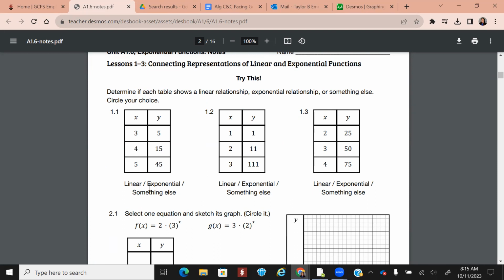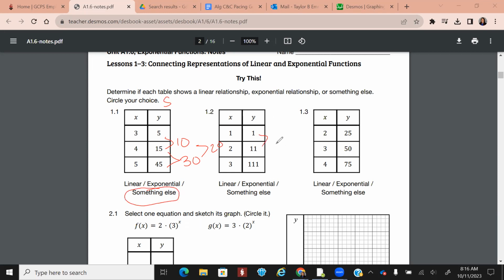Linear is a straight line. Linear is a straight line, okay, but from a table, so the first difference and all that. Okay, first difference on this one is 10, and then this one's 30. So is that the same first difference? No. We can't really tell if it has the same second difference, right? So this is going to be something else.